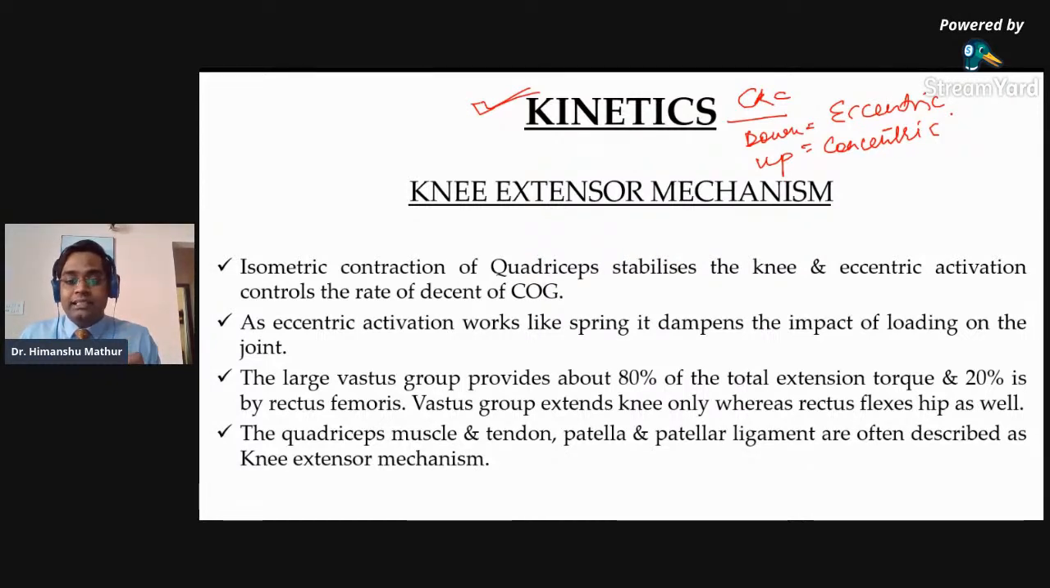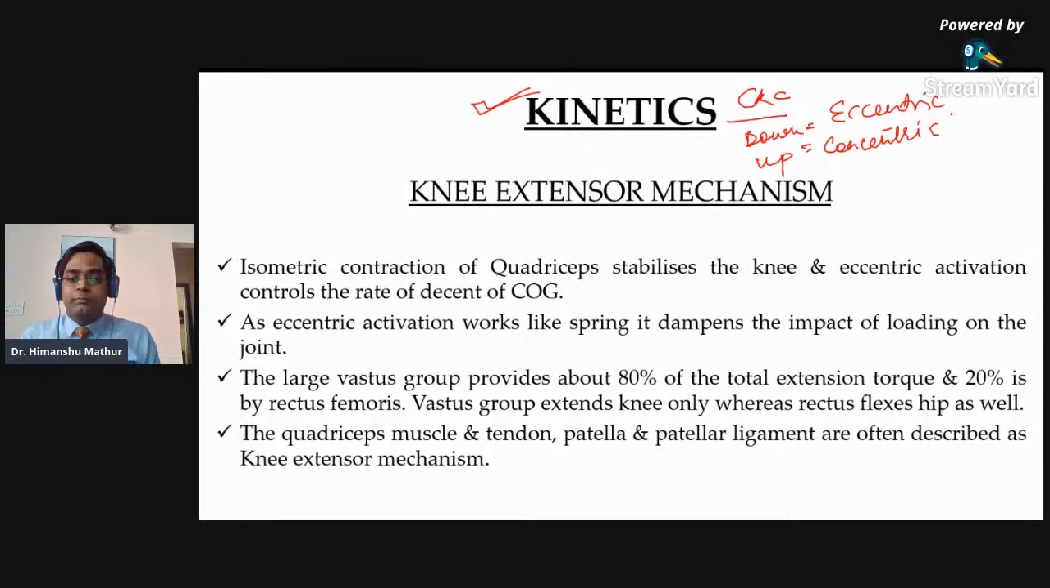The vastus group extends the knee only when the rectus flexes the hip as well. Rectus and vastus also work conjointly whenever you perform SLR, the straight leg raise, when you lie down. So rectus femoris is working with the vastus to provide extension at the knee, and at the same time it is also providing flexion at the hip joint. Or whenever you are kicking a ball in football matches and things like that, the knee goes into flexion and the hip goes into extension, and suddenly with a jerk the player kicks the ball. So it is by the action of both the vastus along with the rectus femoris muscle.